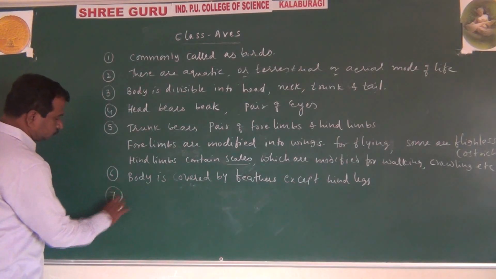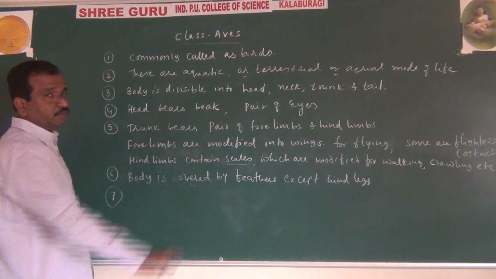Seventh one: four limbs and limbs. Last, we are moving toward the tail region.